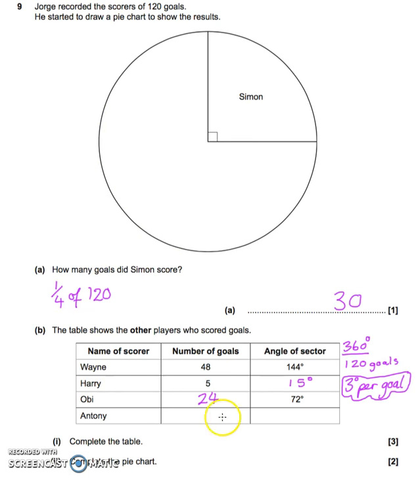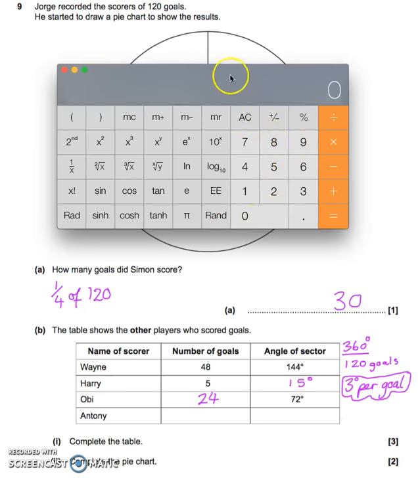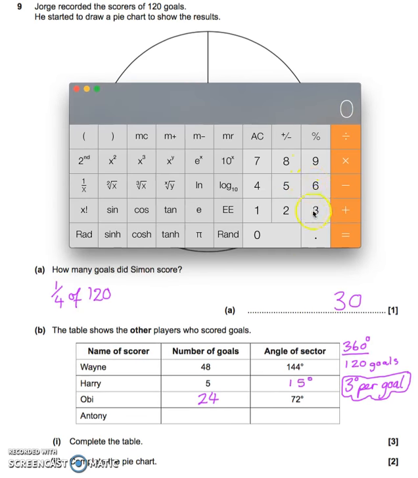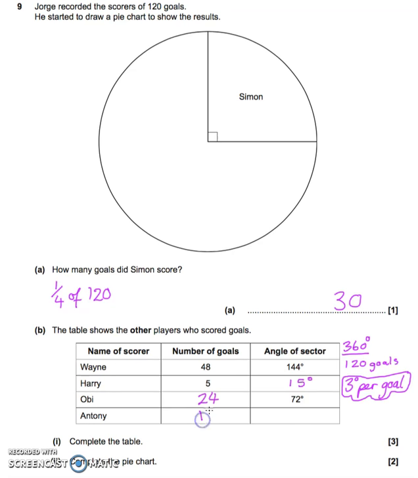And then for Anthony, we've got no information for Anthony, but the goals should add up to 120 and the angles should add up to 360. So I'm going to add up the goals and then check I've got it right by adding up the degrees. So add up the goals. Let's remember that Simon scored 30. So 30 plus 48 plus 5 plus 24, that equals 107. And then 120 is the total number of goals minus the 107 gives us 13 goals. So that's Anthony's number of goals.